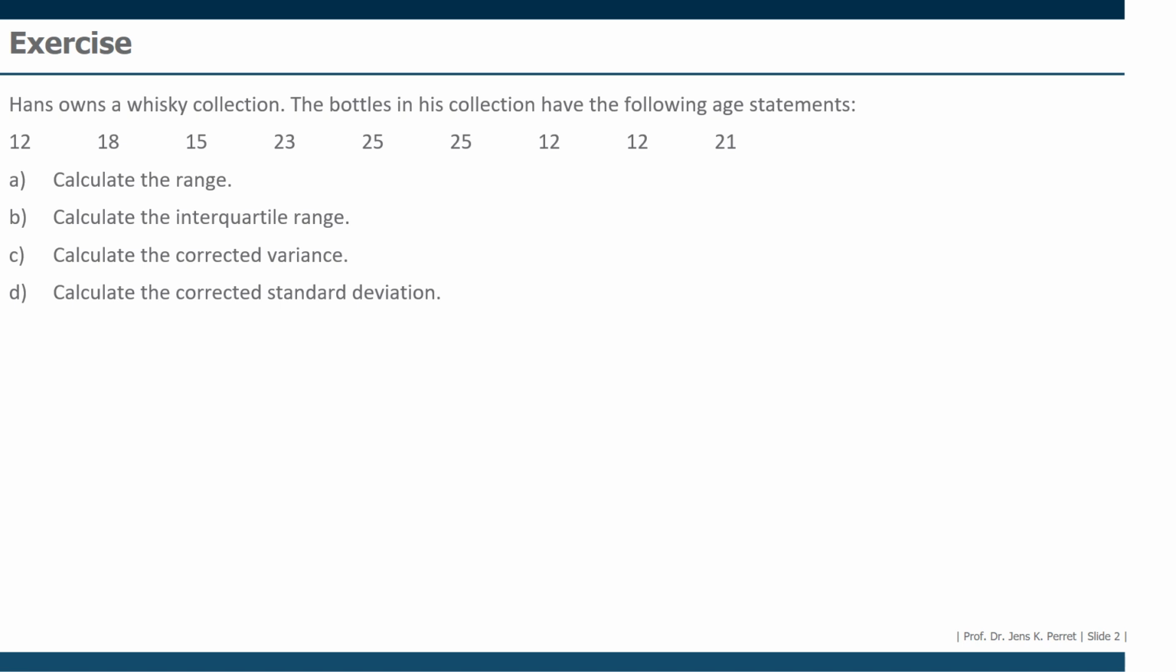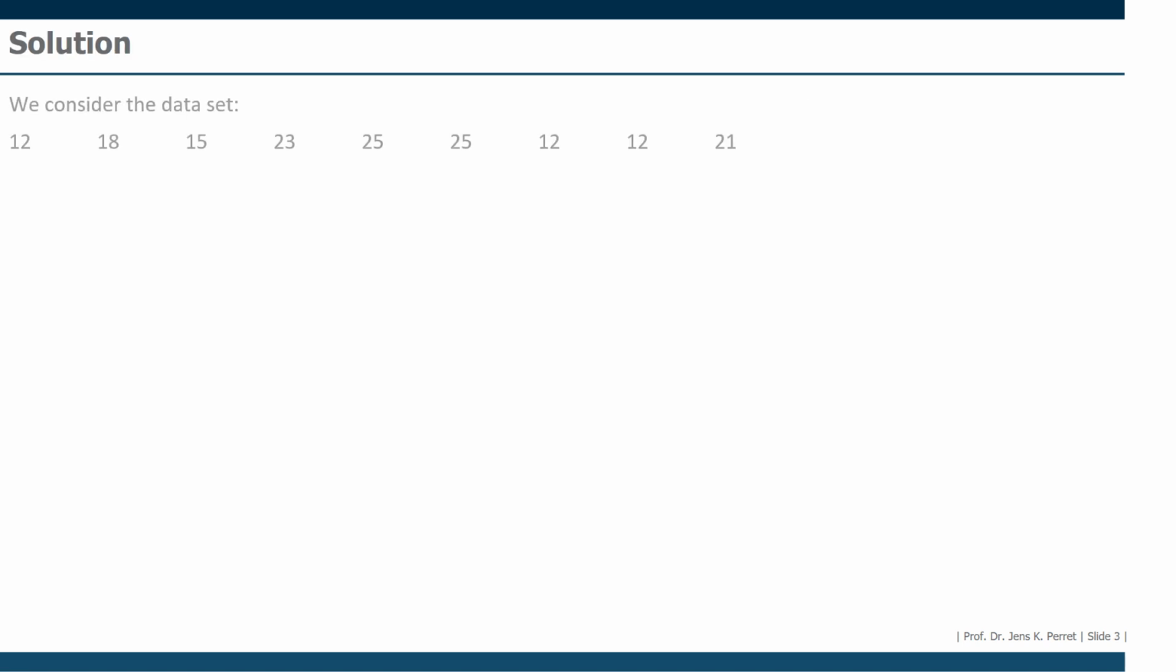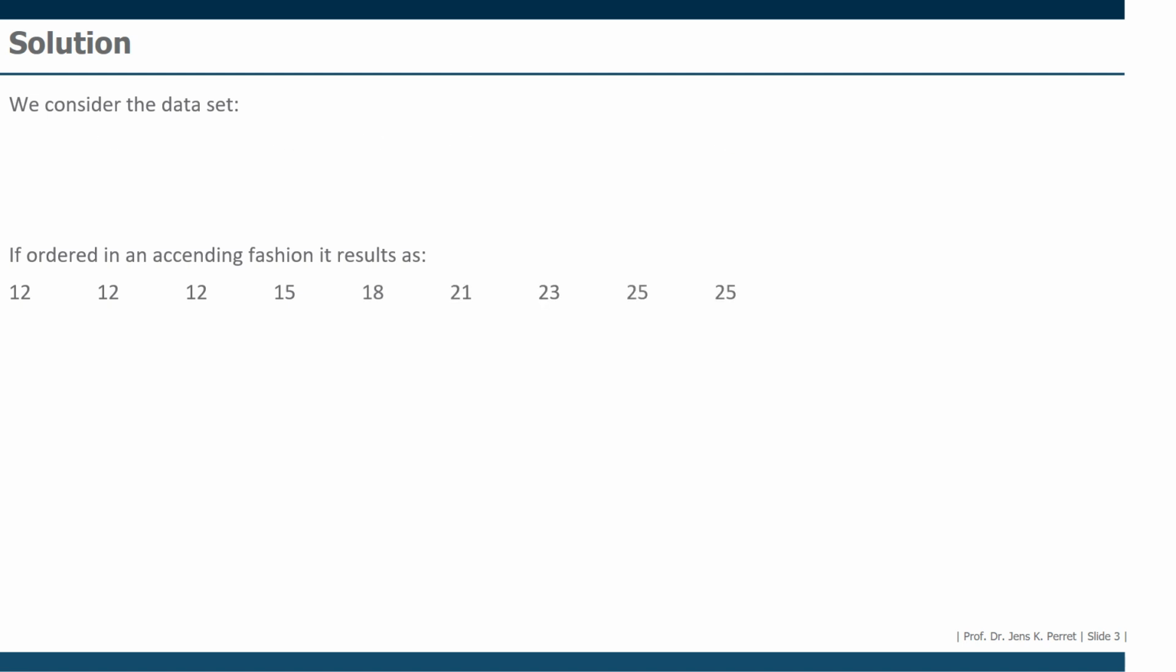However, before we start this, in particular aiming at parts A and B, we're going to reorder our data set. I'm going to start with the original data set, and then I'm ordering this in an ascending fashion, meaning from smallest to largest value. So here I'm starting with 12, another 12, and so forth, until I get to the largest values, the 25s. So this is my ordered data set. This will make parts A and B, the range and the interquartile range, much easier to determine.